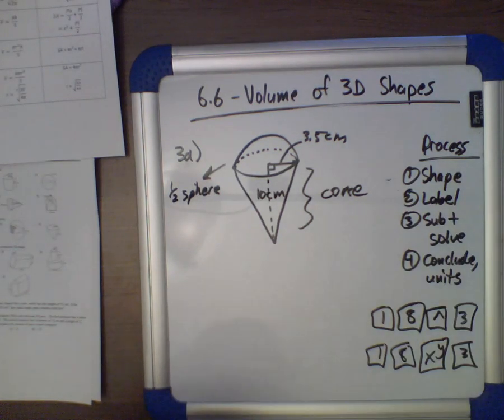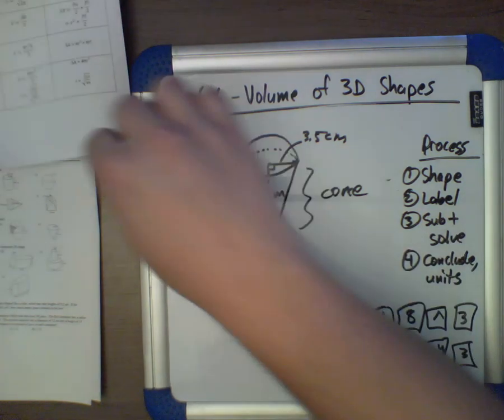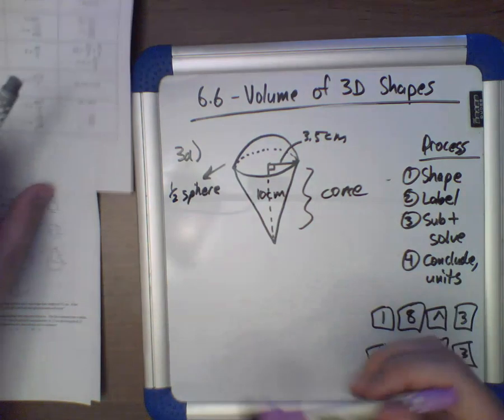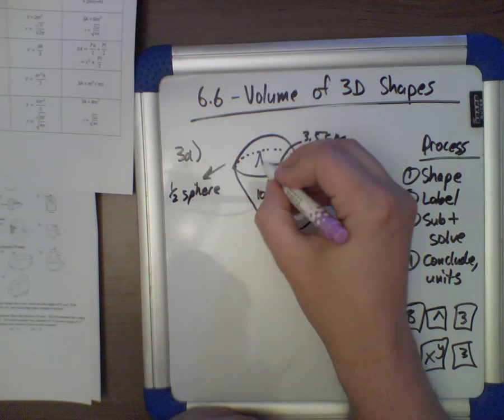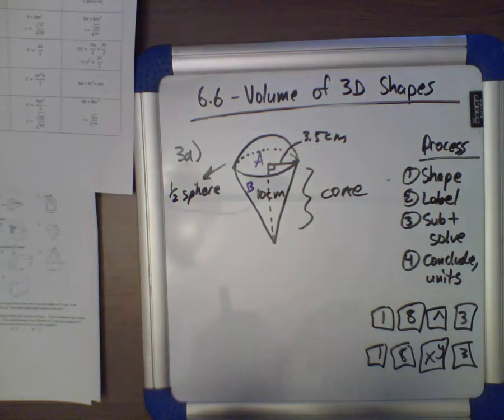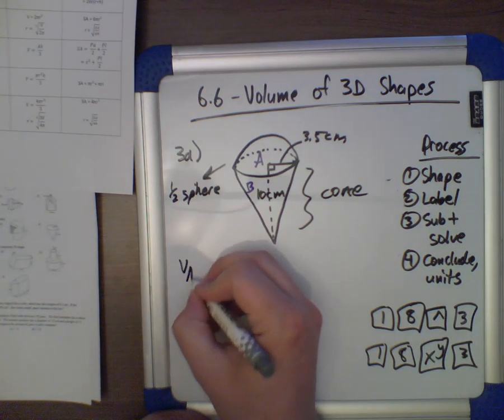And I'm going to label them just like I talked about before with composite shapes, just to help me keep track of what I'm doing. Let's call our top part A and my bottom part B. Let's find the volume of part A.